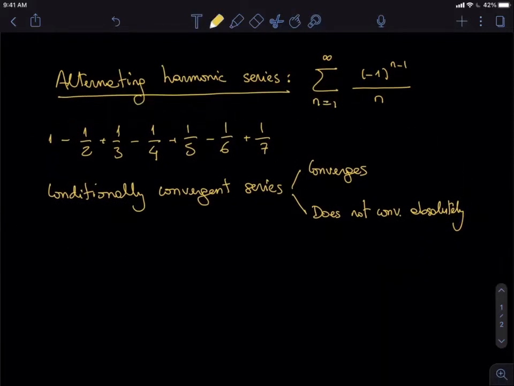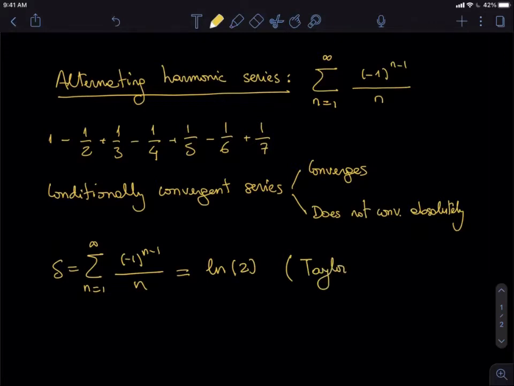And actually, just a side note, let's call it S for the sum of the alternating harmonic series. Turns out the sum is equal to the natural logarithm of 2. And this is actually easy to do. Just do the Taylor expansion of the function logarithm of 1 plus x and evaluate at x equals 1. You will get this precise alternating harmonic series. Okay, so this is one resource that we can use.